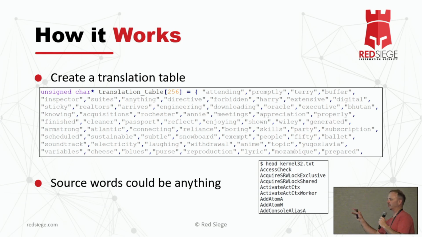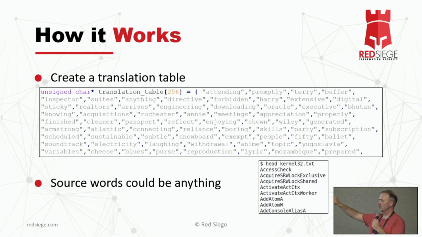So how does it work? Imagine a world where you have 256 unique words. It's important that you have 256 of them, and they have to be unique, because each one of those words is going to represent an individual shellcode character, essentially. So I need something to represent 0x00. You use the word attending. I need something to represent 0x01. You can use promptly. 0x02, Terry, and so on and so forth. So now I have 256 unique words in a translation table.